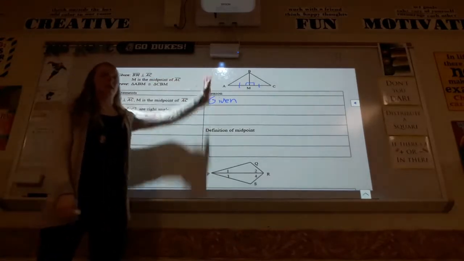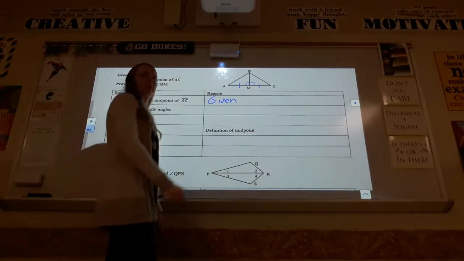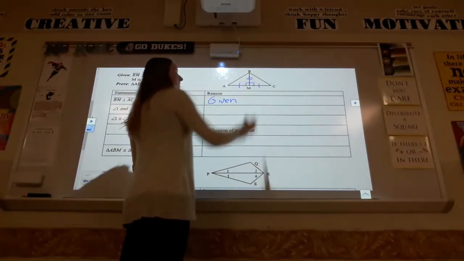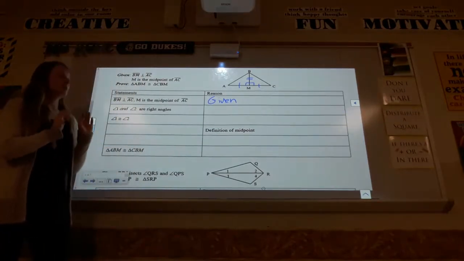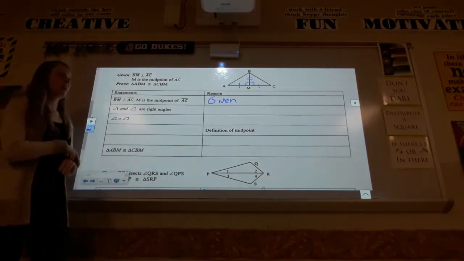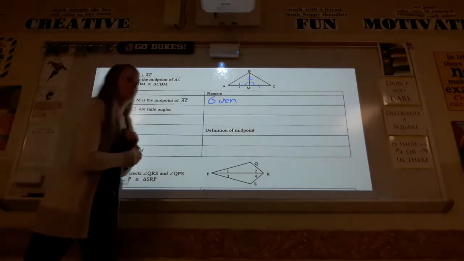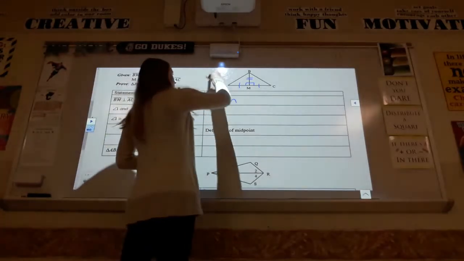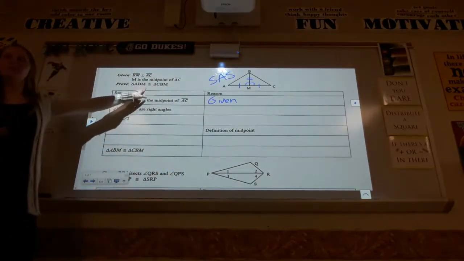Is there anything else that I can add just by knowing, like we've been doing before? The reflexive. I don't have any vertical or parallel or isosceles, so reflexive is the only marking I can add. Is that enough to show that these triangles are congruent? Using what rule? So once you've made that conclusion, you've proved to yourself why they're congruent.